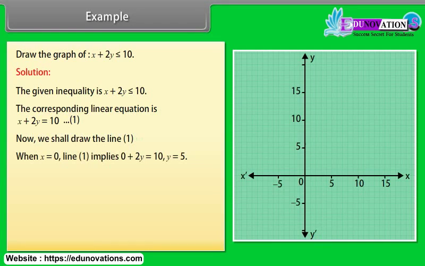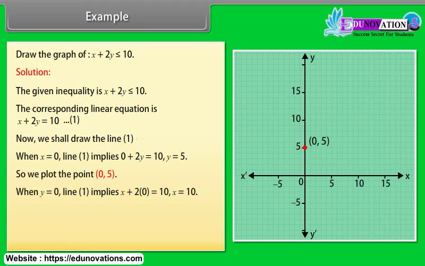When x = 0, line 1 implies 0 + 2y = 10, so y = 5. So we plot the point (0, 5). When y = 0, line 1 implies x + 2 × 0 = 10, so x = 10. So we plot the point (10, 0).